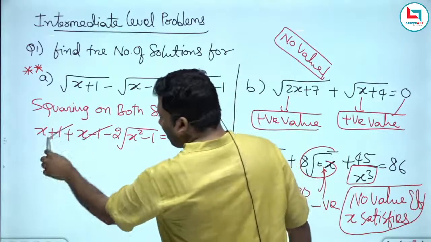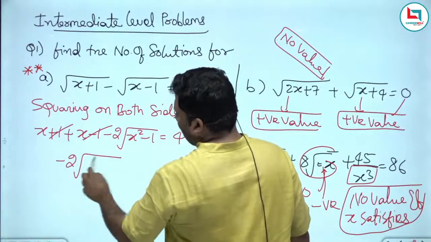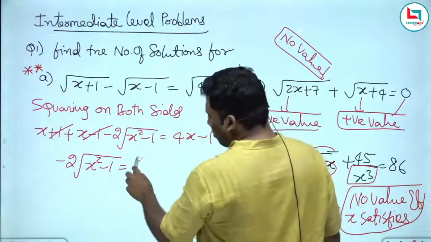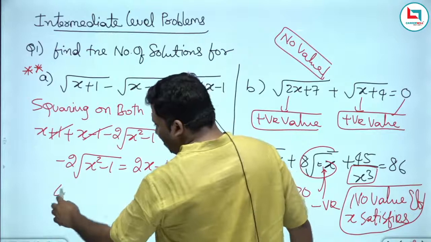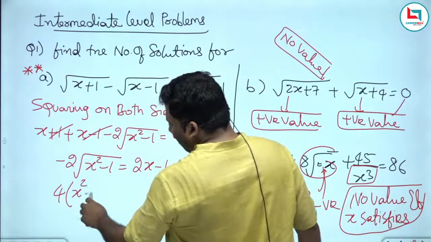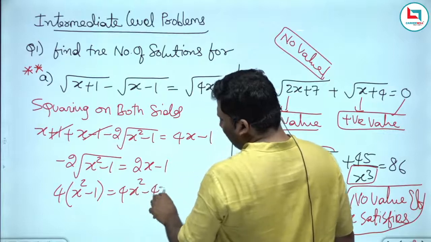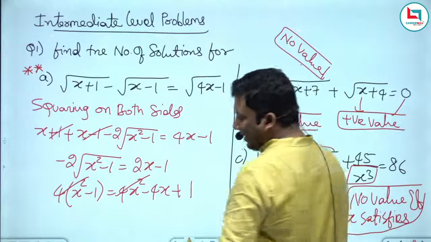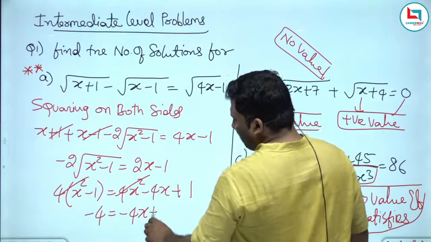Minus 1 plus 1 cancel. Plus 2x goes to the right side. It is minus 2x. 4x minus 2x, it is 2x minus 1. Again, if I square it, 4 into x square minus 1 is 4x square minus 4x plus 1. 4x square cancel. It is minus 4 equivalent to minus 4x plus 1.